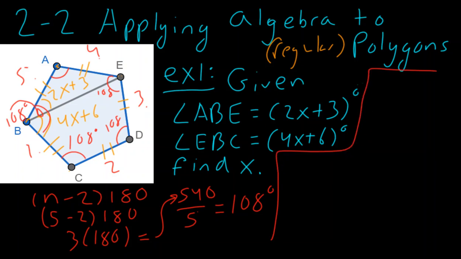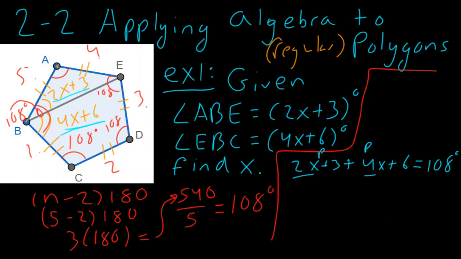Okay, so we know that our angle ABE is this 2x plus 3, and essentially it's a part of the whole angle. So what we can say is, 2x plus 3 plus, that's our first part, plus the other part, which is this bottom part, 4x plus 6, is equal to the total. And remember, the total for this individual angle is going to be 108 degrees. And now we have a pretty easy problem that you guys are going to absolutely crush.